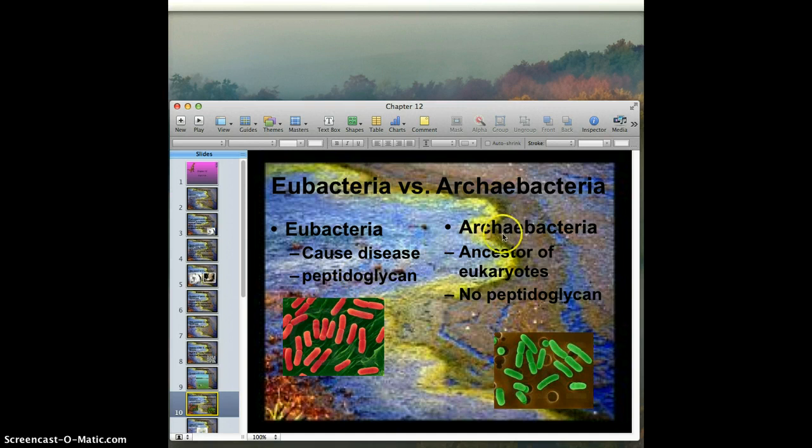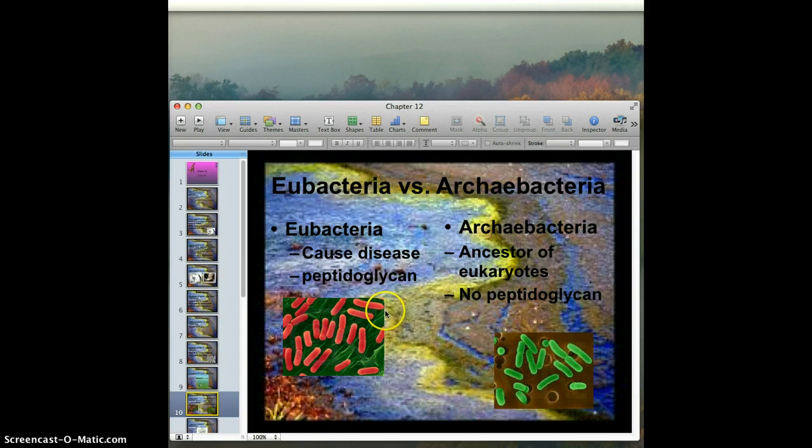The archaebacteria are another group. They're actually the ancestor of eukaryotic cells, the guys with the nucleus. And they don't have peptidoglycan. Actually a little bit simpler. These guys are sometimes called extreme bacteria because they live in crazy places on Earth, like inside volcanic vents and really acidic lakes and places that a lot of other living things just don't like and cannot survive. So pretty neat. Two different groups.